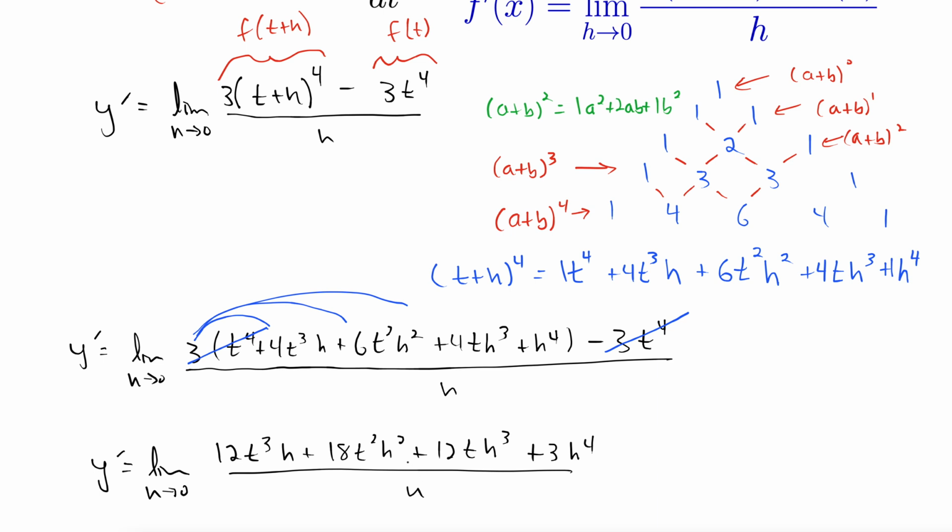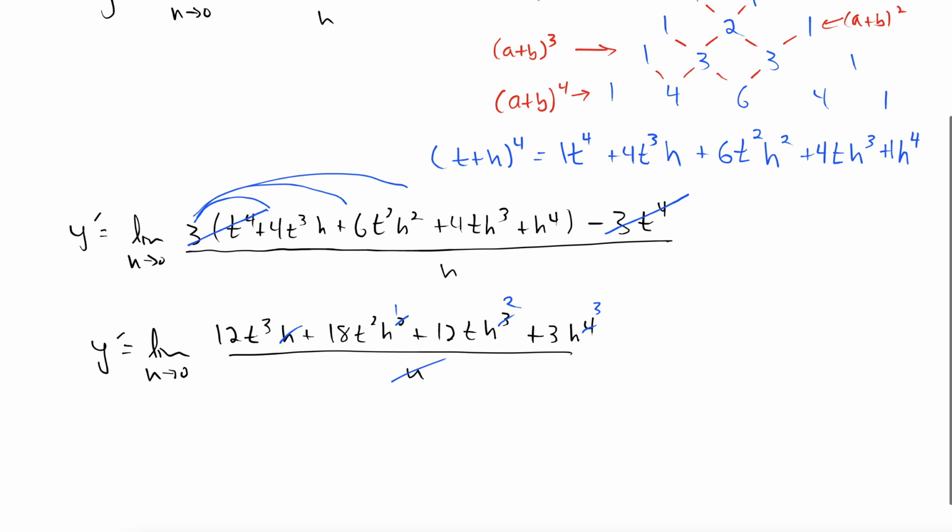Now we can cancel out the h's in all of these. Each one of these has an h in it. Here the h's just cancel. Here it would cancel with one of these, leaving h to the 1. This would become h squared. This would become h cubed. And we have finally gotten rid of that h in the denominator. This is a good sign. Keep going. So we have the limit as h goes to 0 of what's left: 12t cubed plus 18t squared h plus 12t h squared plus 3h cubed.